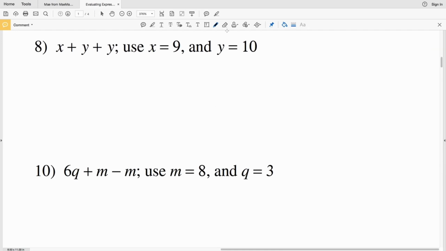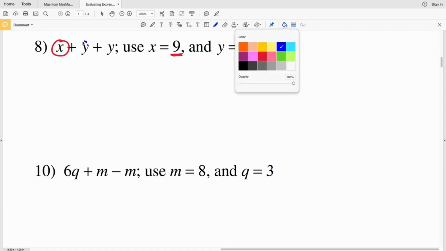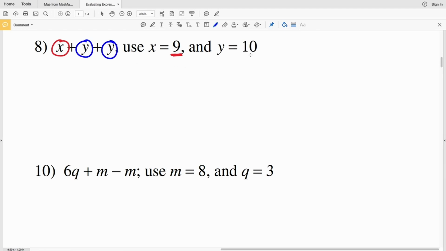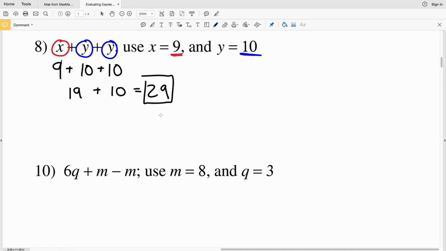Number 8 also introduces something new to us. Let's look at it. We have x equals 9, so we're going to plug 9 in for x in the expression. However, we have 2 y values now. We have y and y, but both of those are the same value of 10. We just have 2 of them now. So when we write this out, x is 9, so 9 plus y is 10, plus another y is 10. So 9 plus 10 is 19, plus another 10 is going to be 29. So our answer for 8 is 29.